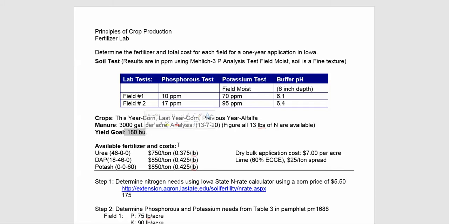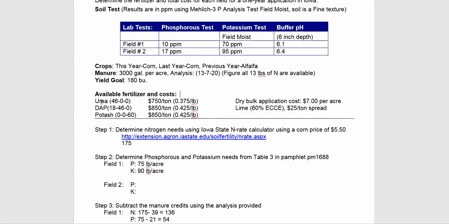Yield goal of 180. We've talked about yield goals already. That's what we're setting here. And then our fertilizer. We're going to use urea, which has an analysis of 46-0-0, which means 46% of that urea is nitrogen. Or on 100 pounds of urea, we get 46 pounds of nitrogen. That's what analysis means. DAP is 18-46-0, diammonium phosphate. It means 18% nitrogen, 46% phosphorus, and 0% potash in that fertilizer. And then potash has 60% potassium in it and no nitrogen or phosphorus. So that's what analyses are.